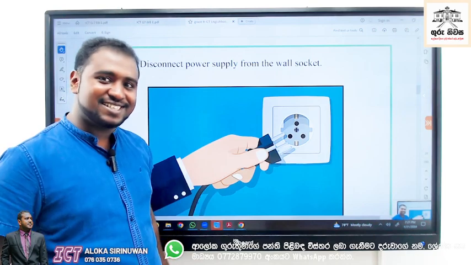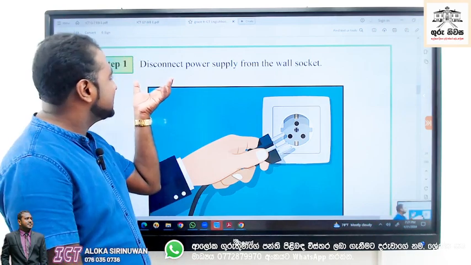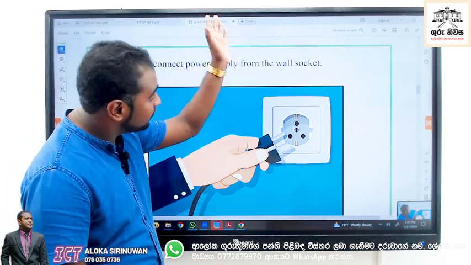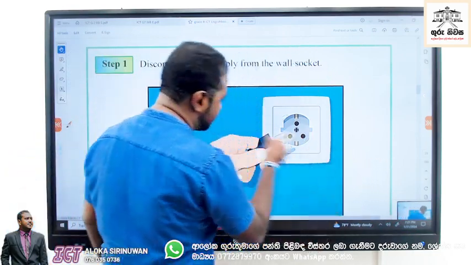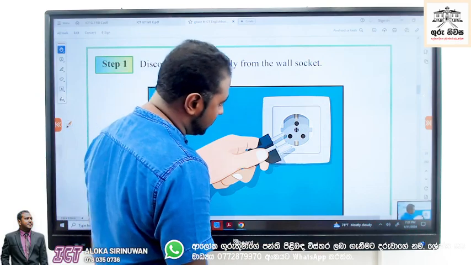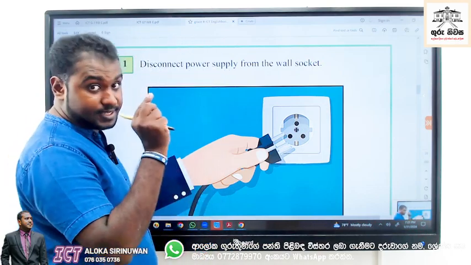You may be affected. Understand? You should first disconnect your power supply from the wall socket. Can you see? The person is disconnecting that from the wall socket. That is the first step.